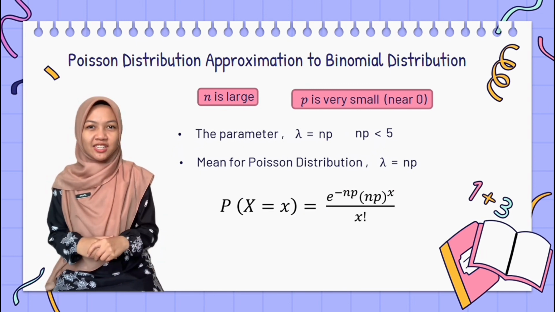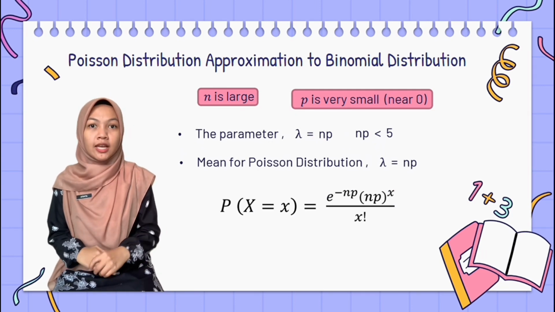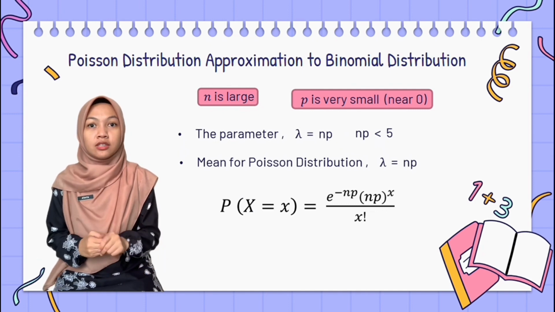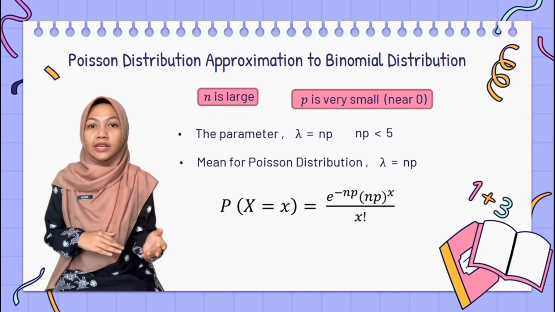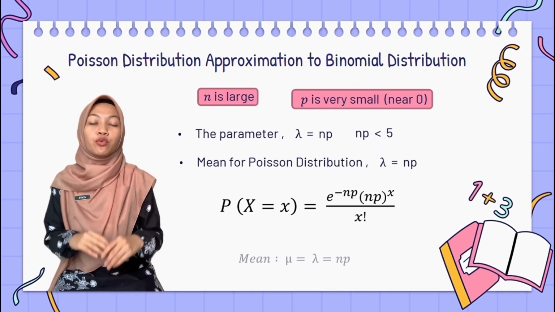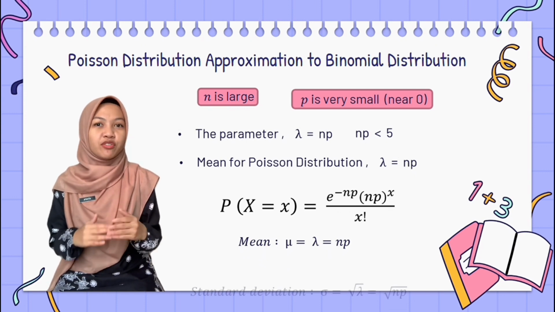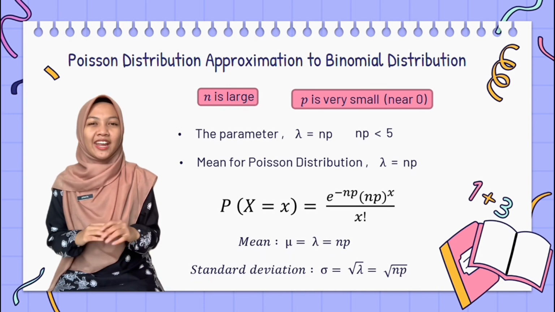As I mentioned previously, in the characteristic of Poisson distribution, the mean and variance are each equal to lambda. So thus, when using Poisson distribution to approximate the binomial distribution, we use mean equal to np and the standard deviation is equal to the square root of np.